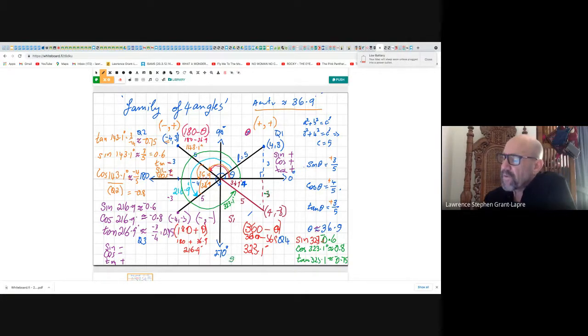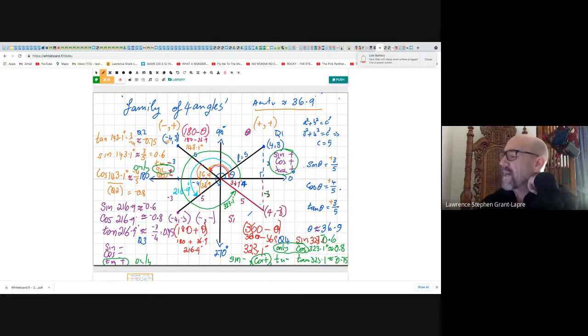So in the fourth quadrant, sine is negative, cos is positive, and tan is negative. Notice cos is positive in the fourth quadrant. Notice only tan is positive in the third quadrant. Notice only sine is positive in the second quadrant. Notice they're all positive in the first quadrant, but only cos is positive in the fourth quadrant.